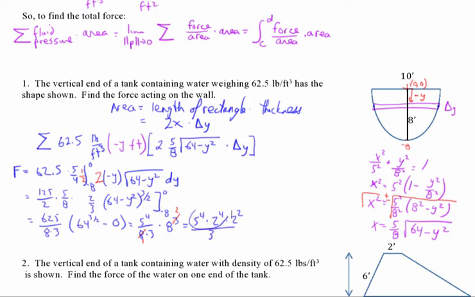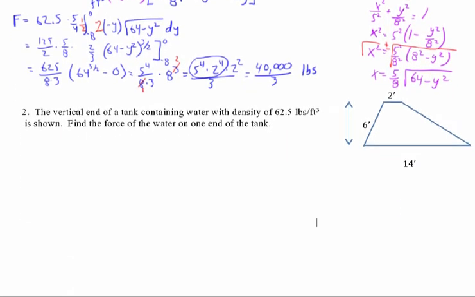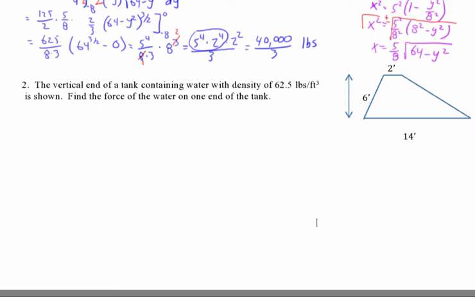Because this is nice and convenient. 5 times 2 raised to the 4th, 10 to the 4th is 10,000. So this will give us 40,000 divided by 3, and we have pounds. And that's it? Yeah, that's it. It's a little challenging, I know. Let's go ahead and we'll see about trying to understand it a bit more with this next problem.